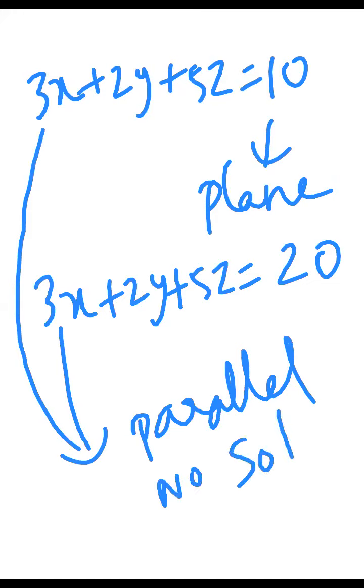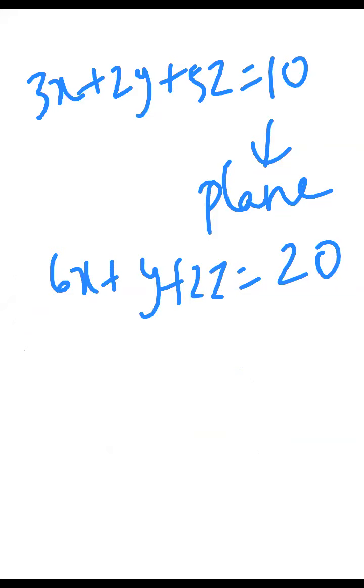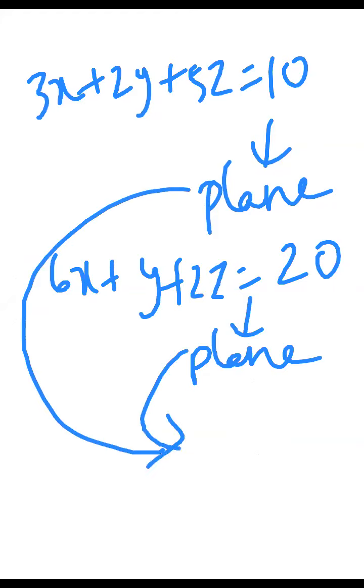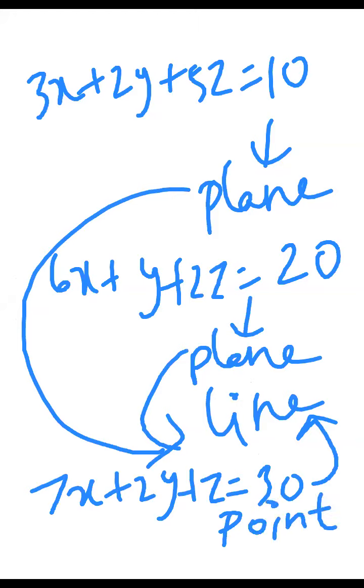Or otherwise, if it is given in some other random format, say 6x plus y plus 2z equal to 20, this equation is also a plane. Definitely there will be an intersection of these two planes, and the intersection will give you a line. If one more plane comes, say 7x plus 2y plus z is equal to 30, the intersection of this plane with this line finally will give you the point.